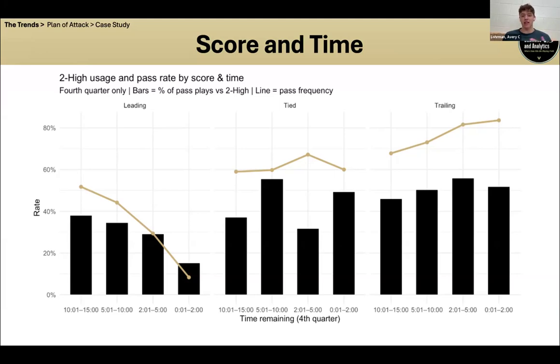And then when we're tied, it all looks a lot more like all bets are off. It's a lot more, how can I win the game? How can I put my team in the best situation to play? And so it's a mix of pass and run. And on the far right, when you see the highest pass frequency, the most passing is going on overall, the most amount of two high coverage is being run.